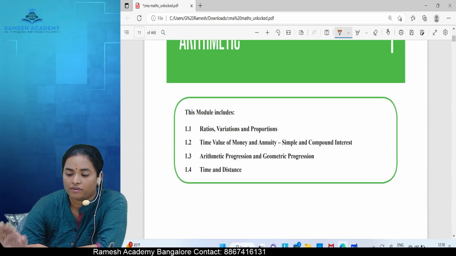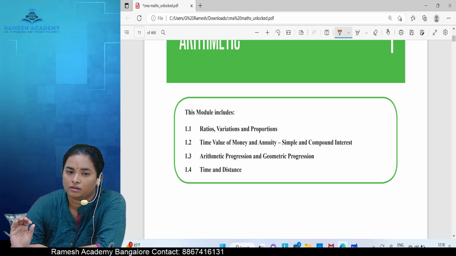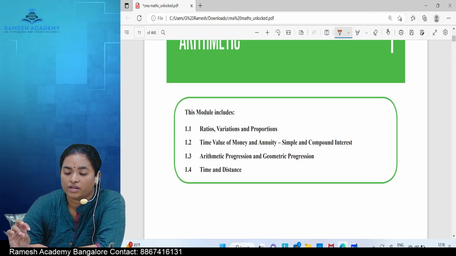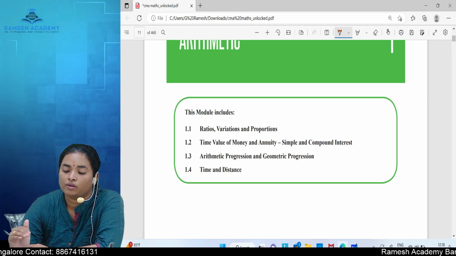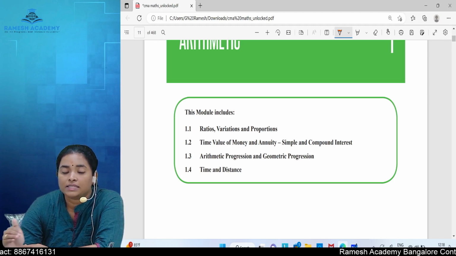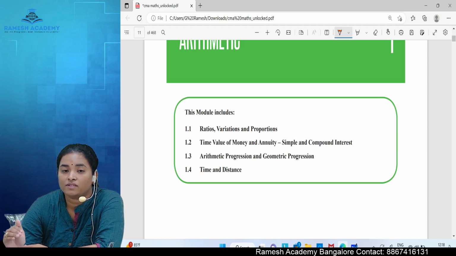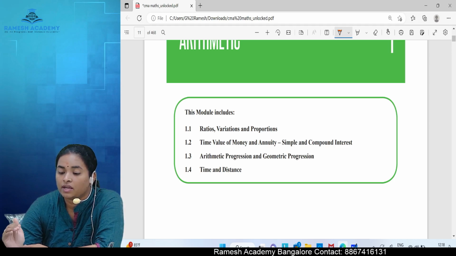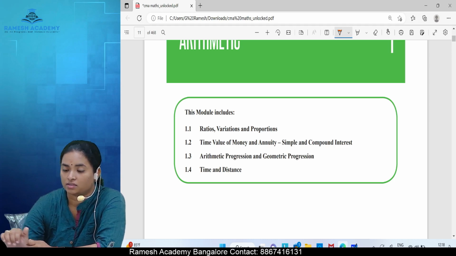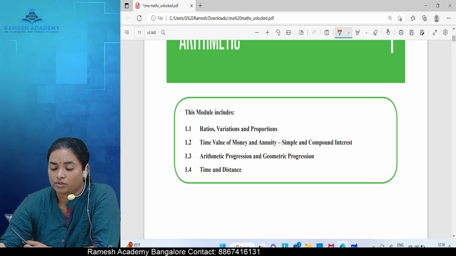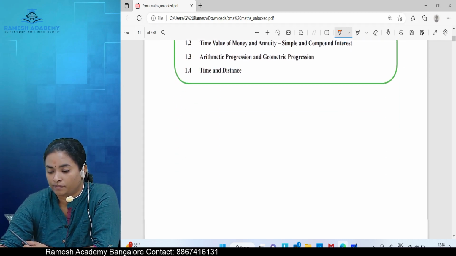when you have done this module 1, you will be fine with ratios, variations, and proportions first. Each module will have one session. Let's see how much time it takes. Then time value of money and annuity. Here you have simple and compound interest concepts. Then we have arithmetic progression and geometric progression, time and distance. So let's go to ratios, variations, and proportions.